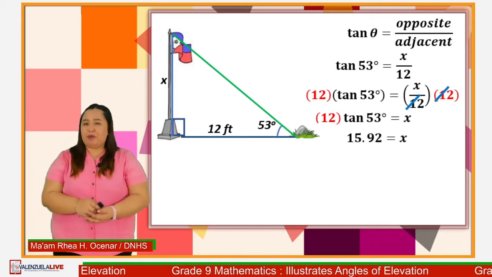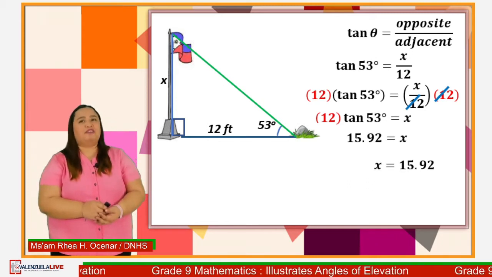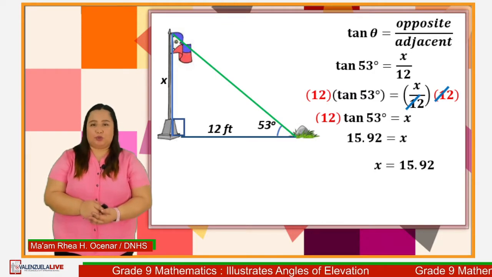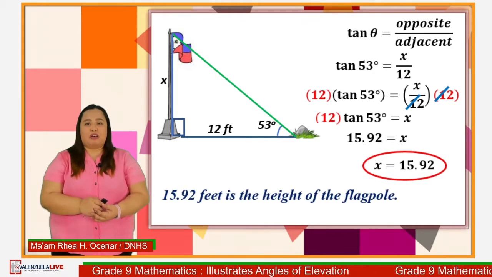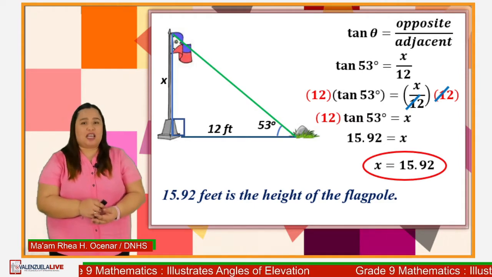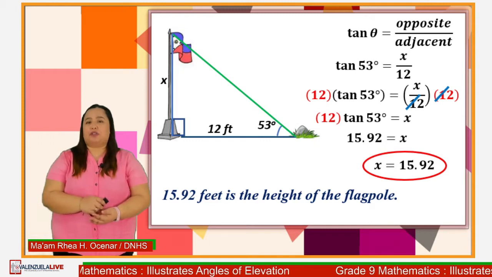By symmetric property of equality, we have x is equal to 15.92. Therefore, 15.92 feet is the height of the flagpole.